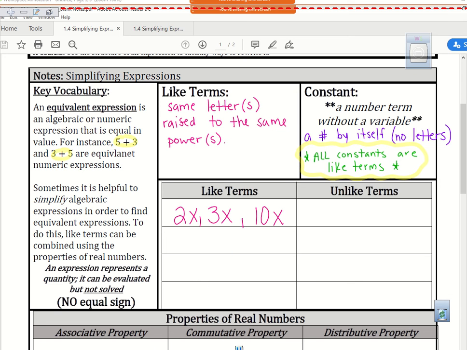Okay. Same with y squared, negative 6y squared, and 14y squared. So same idea, they're like terms because they all have the same letter, which is y, and that y is being raised to the same power, which is 2. Here, what's the coefficient of this y squared here? 1, yeah. So if you missed it, coefficient is 1, good.